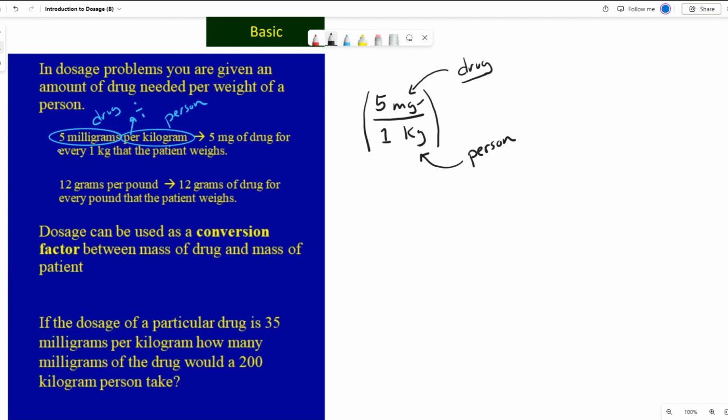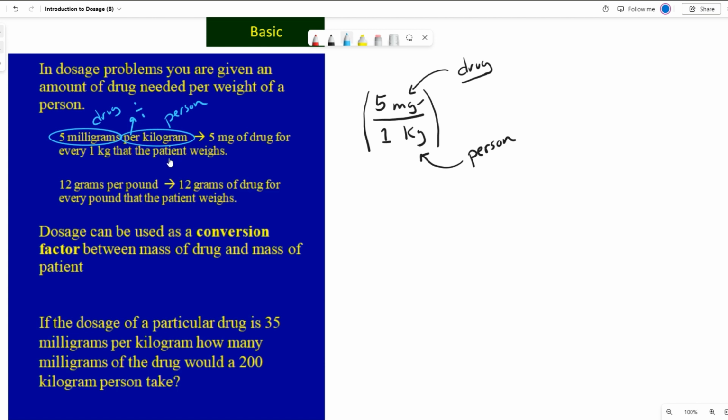I have seen dozens of students make the mistake where they get confused about which mass unit is the drug and which mass unit is the person, and then they start confusing them. So you want to keep them labeled throughout the entire problem. If we again take a look at the first one, 5 milligrams per kilogram, all that means is 5 milligrams of drug for every 1 kilogram of the patient, however much the patient weighs.